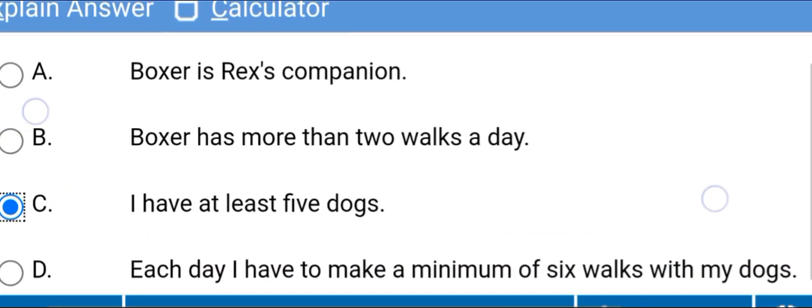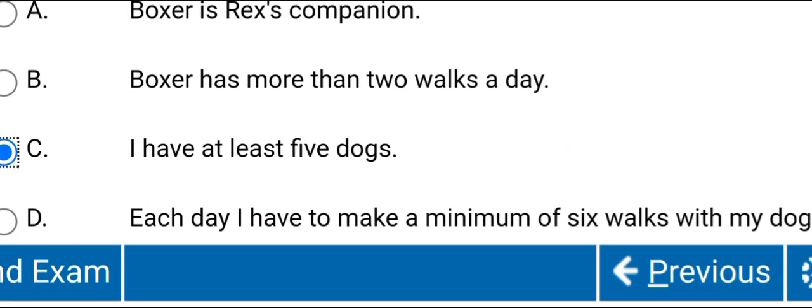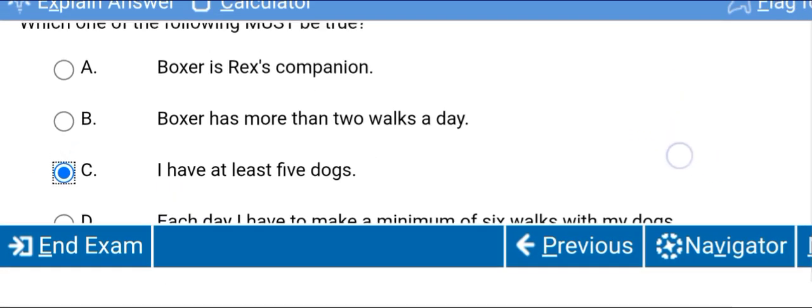That I have at least 5 dogs. This is the correct option.